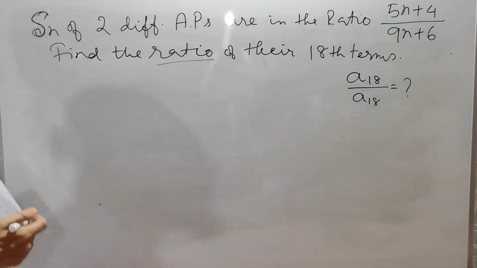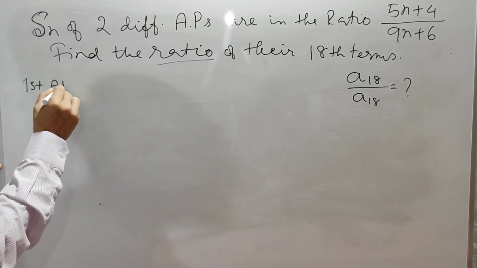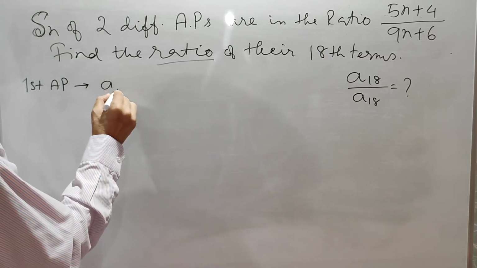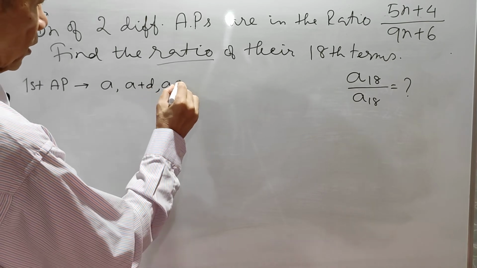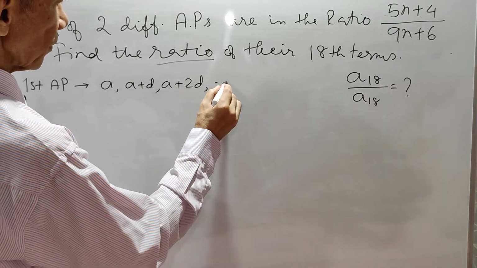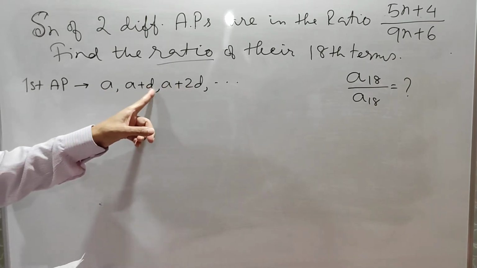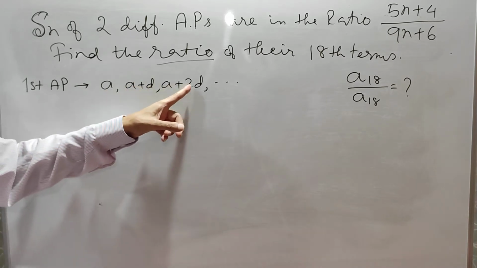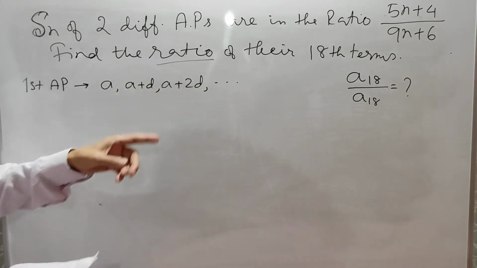All right. Now we assume the first AP, let the first AP be A, A plus D, A plus 2D, etc. That means first term A, common difference D. So we have assumed the first AP as A, A plus D, A plus 2D, A plus 3D, etc. So A is the first term, D is the common difference.